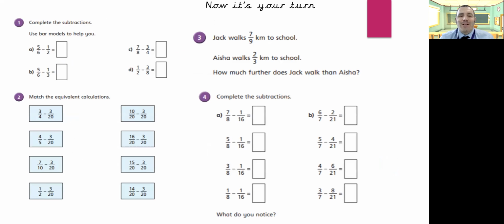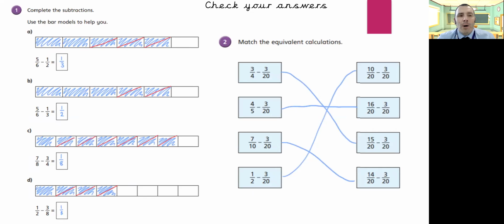Okay, how did we get on today with these? So question 1 suggests using bar models. These can be really helpful when we're just getting our heads around how we do things. So I've drawn out the bar models. I've made sure I've got my fractions as equivalents, and I've crossed out the right number of fractions there.